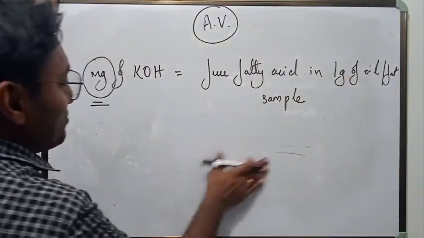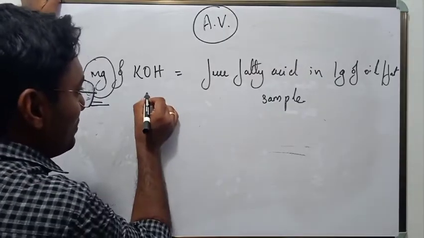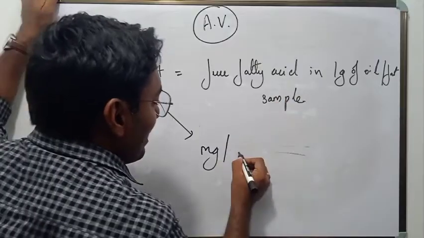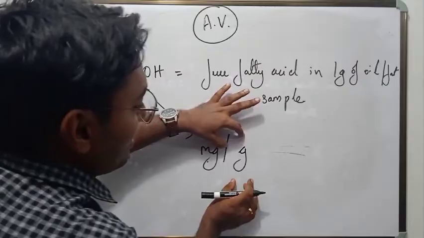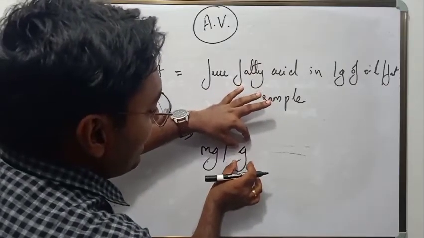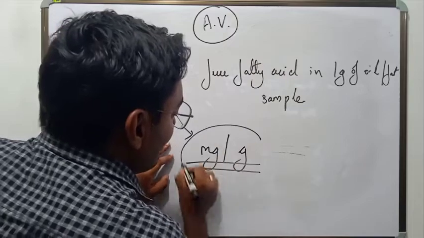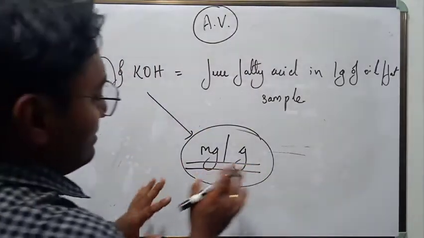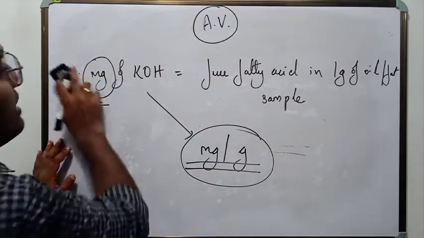sample. So what would be the unit of the final reading, whatever you are getting? The unit will be milligram per gram. That is milligram of KOH required to neutralize fatty acids in 1 gram of oil or fat sample. So this is the unit that you will add to your final answer. Okay. Now how will we determine it? Let us see.